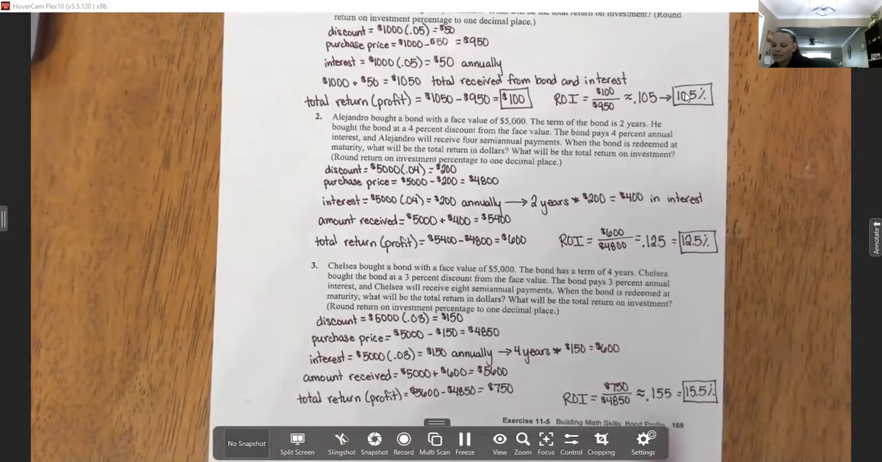This one's higher because it's for a longer term. The longer the term, the better off your return on investment is going to be. Obviously, the higher the interest rate too. In a perfect world, you'd want a high interest rate at a long term, and that's going to get you the best return on your investment.